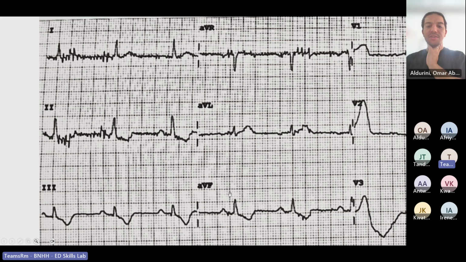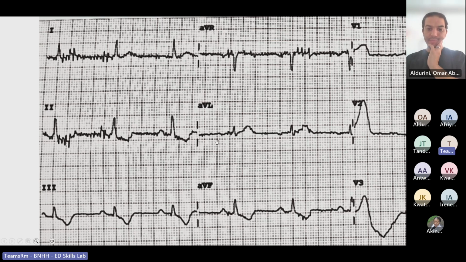AVR, AVL, AVF. In AVF, there is a significant depression, and then T wave inversion as well. Good. In AVL, there is elevation there. If I'm right, there is elevation that I can see, that ST elevation. This is the J point, and this is the TP line. So is it elevated? No, it's not. Okay. Good.